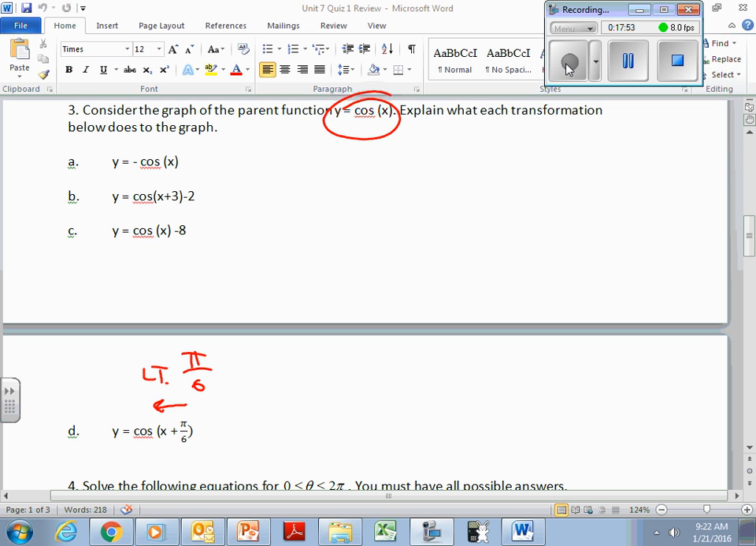This guy moved the picture down 8. This guy shifted to the left 3 and down 2. And this guy, negative, flip it about the x-axis, so flip the picture.